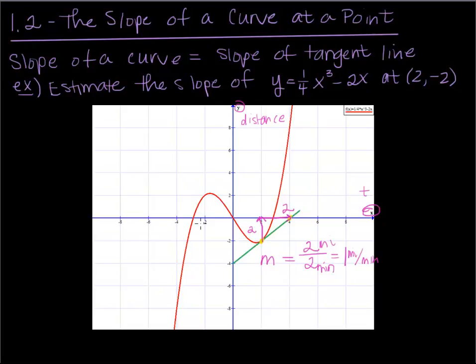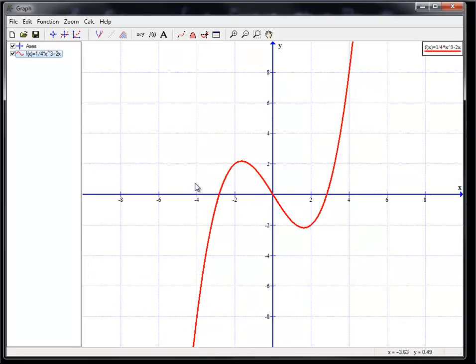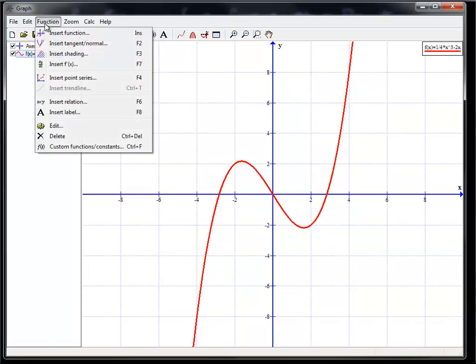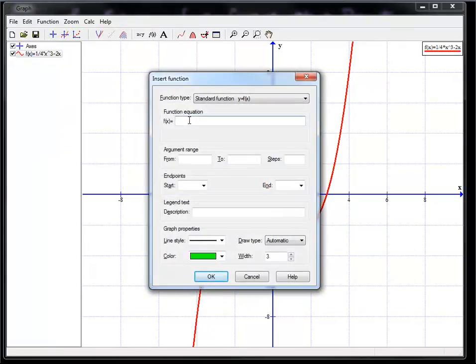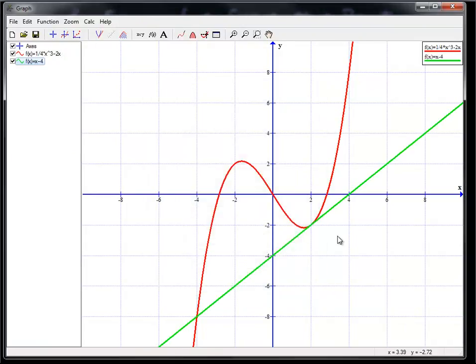Now, if I actually look at this, let me show you. Here's my graph, and this is actually what I graphed it on. I'm going to add a function really quick. We are going to figure out how to find the actual equation of this line, but I know what that equation should be. It should be x minus 4.